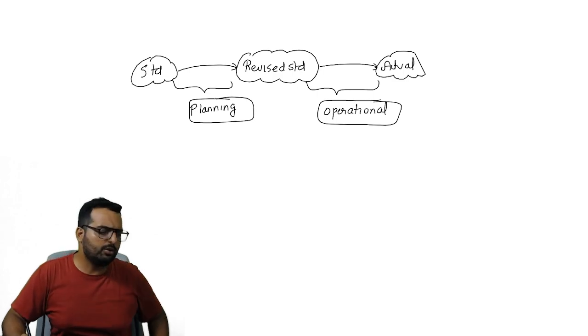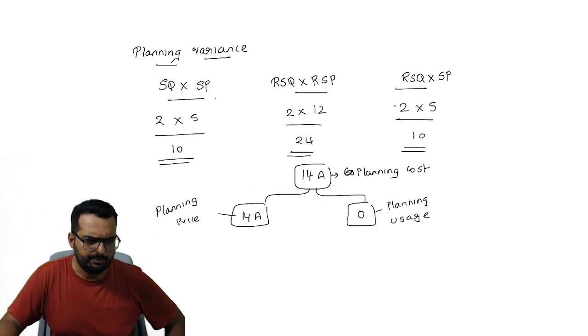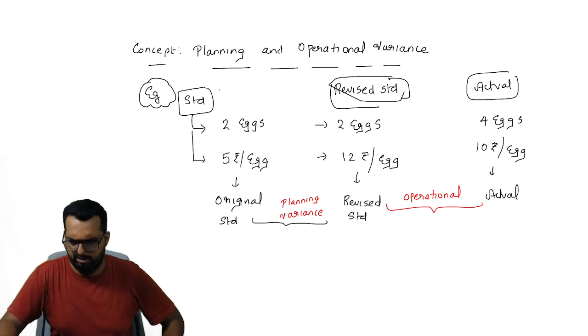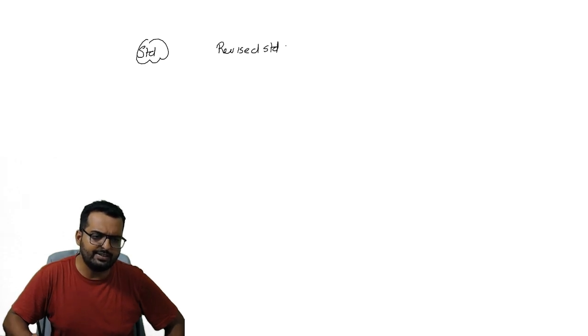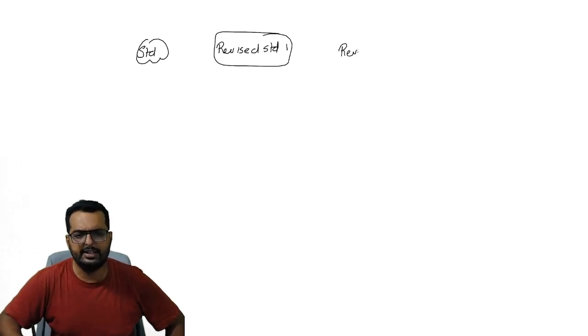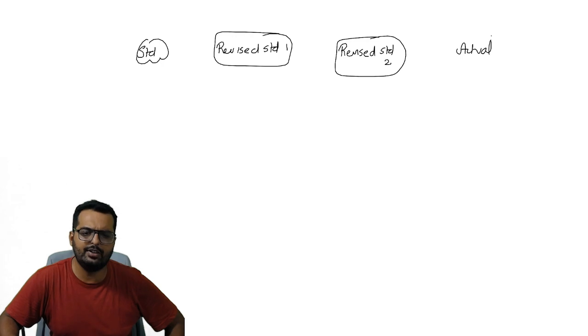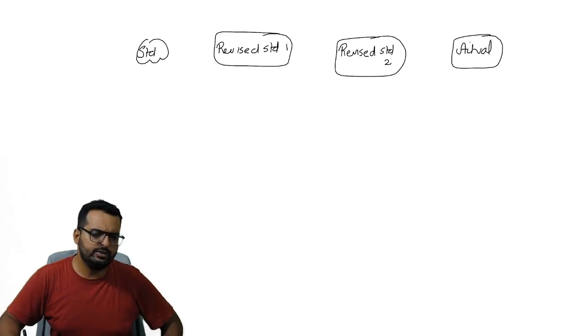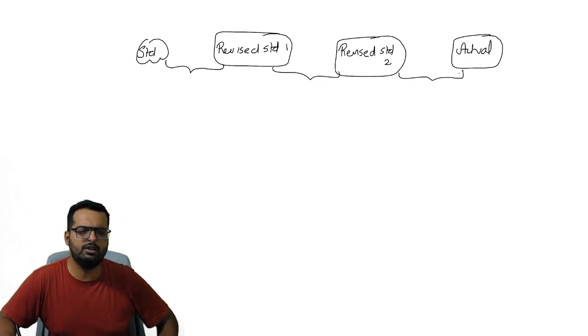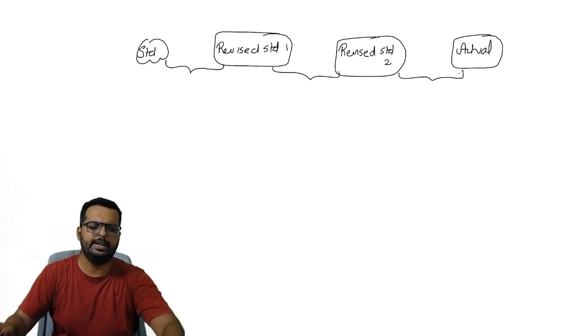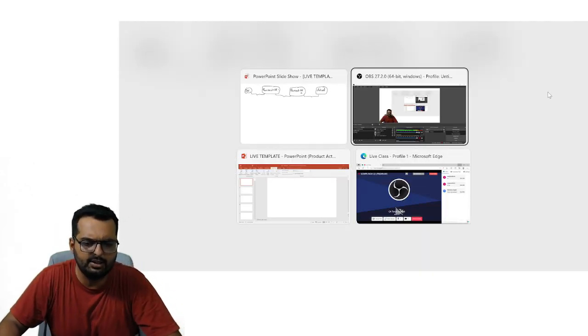Exactly, Ashwini, something similar to feed forward. Very good. Are you all thoroughly clear with this? Okay. Now, friends, in some questions, you will have original standard, you will have revised standard number one, again, you will have revised standard number two, and after that, you will have an actual standard also. That's also possible. So, just keep that in your mind. Then you will have two planning variances and you will be having one operational variance. All right. Just keep this also in your mind, and keeping that, we'll start cracking the problems on this area.